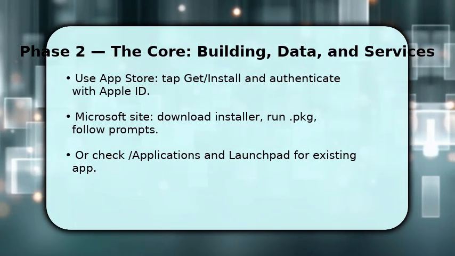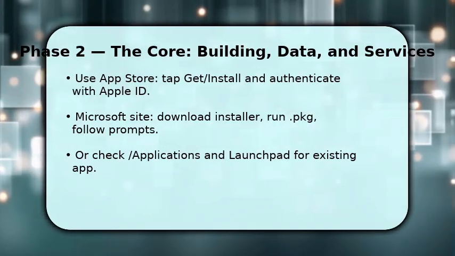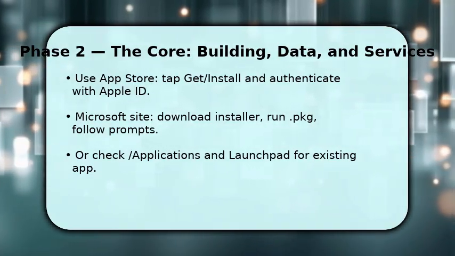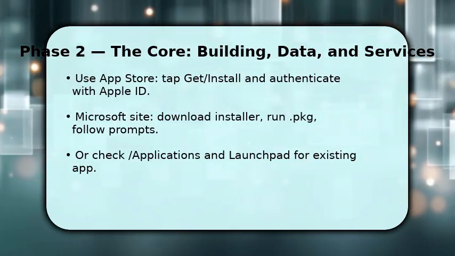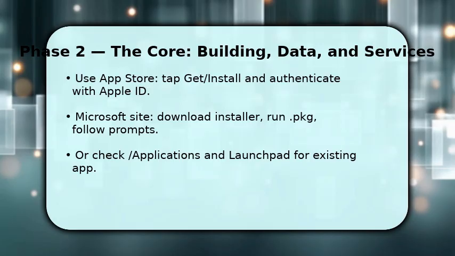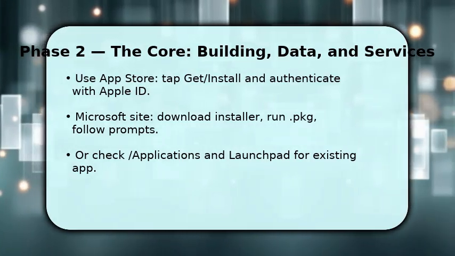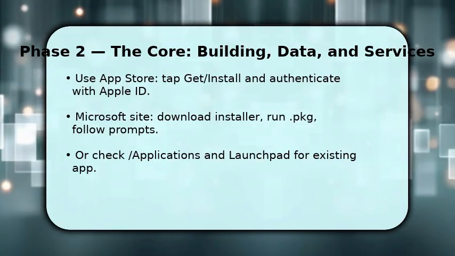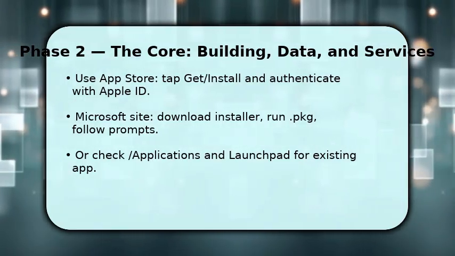If you prefer Microsoft's installer, download the PKG after signing into your Microsoft account, open the file, and follow each installer prompt. Agree to permissions and select the Applications folder. Meanwhile, make sure to check /applications and Launchpad for an existing Word app. Sometimes it's already installed but not in the dock, and finding it here saves time.